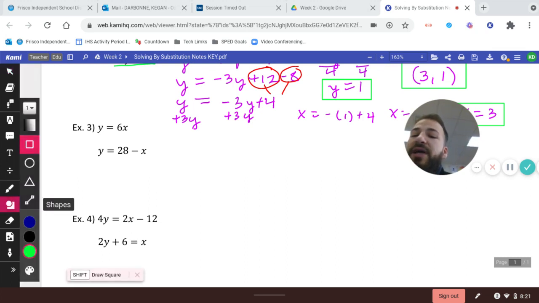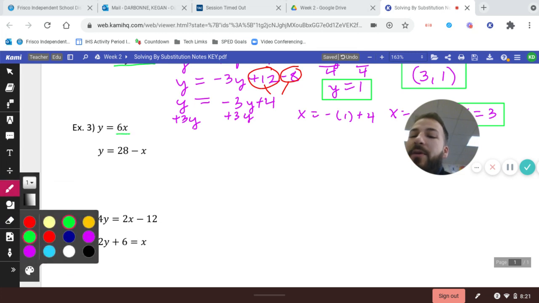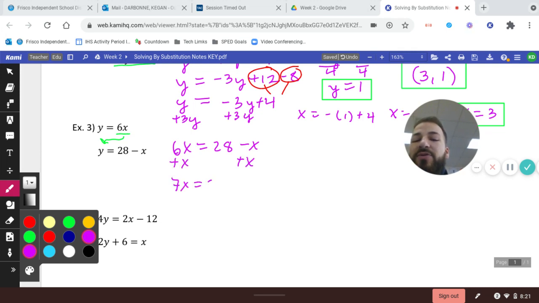So we have y is equal to 6x. So I think that one's a little easier to plug in. So I'm going to take 6x, and we're going to plug it in for y in the other equation. So we get 6x equals 28 minus x. Nothing to distribute, nothing to combine like terms. All I got to do is add x to both sides. So plus x. We get 7x is equal to 28. Divide by 7, and we get x is equal to 4.